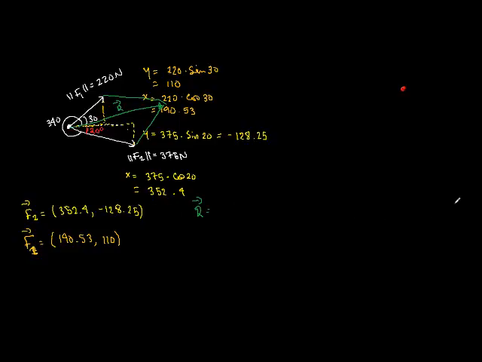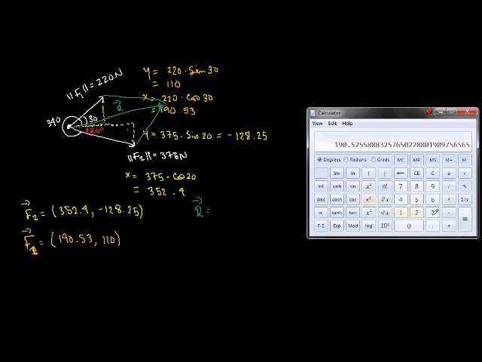Now, the x components together is 352.4 plus 190.53. That gives us an x component of 542.93. And the y components, when added together, it's 110 minus 128.25. So 110 minus 128.25 gives us negative 18.25. So here you have it.